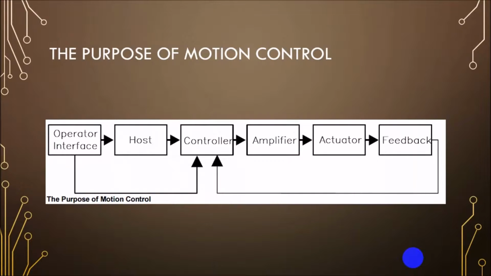I'm going to explain about the purpose of motion control. The motion control system's purpose is to control any one or combination of the following parameters. The first is position, the second is velocity, the third is acceleration, the fourth is torque.